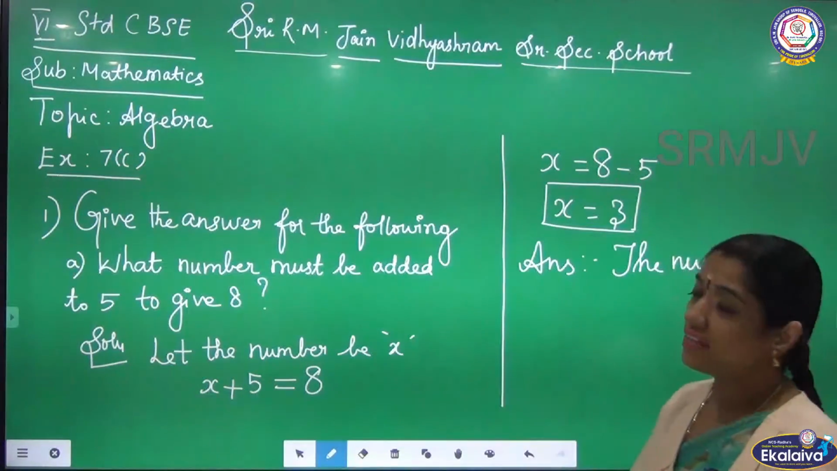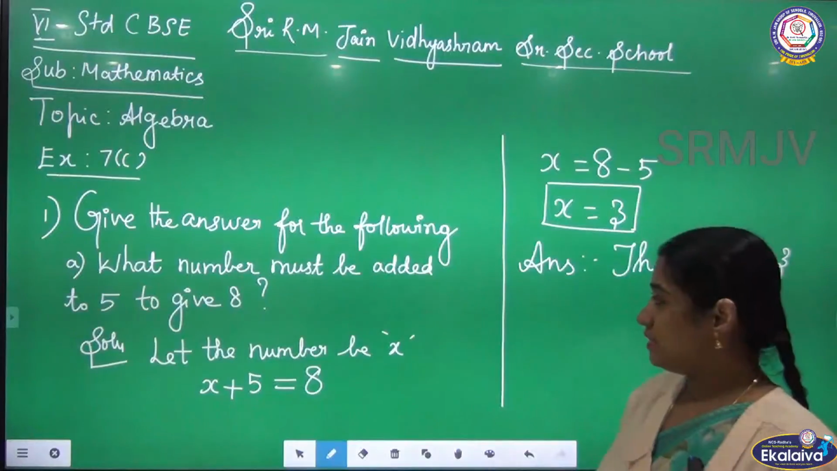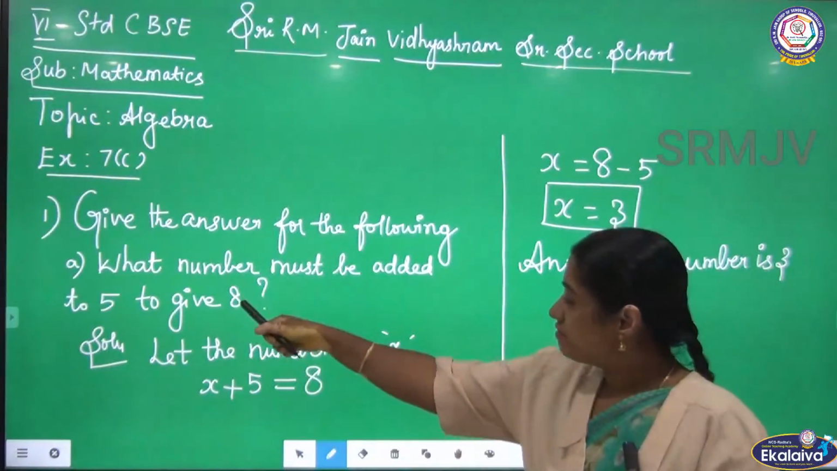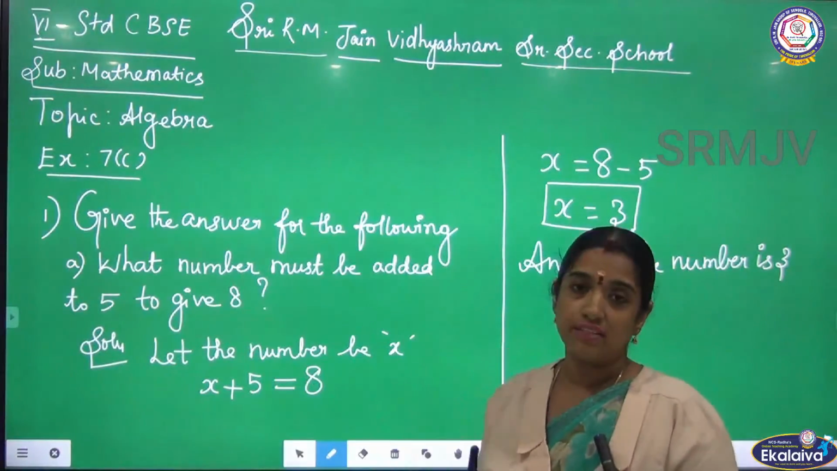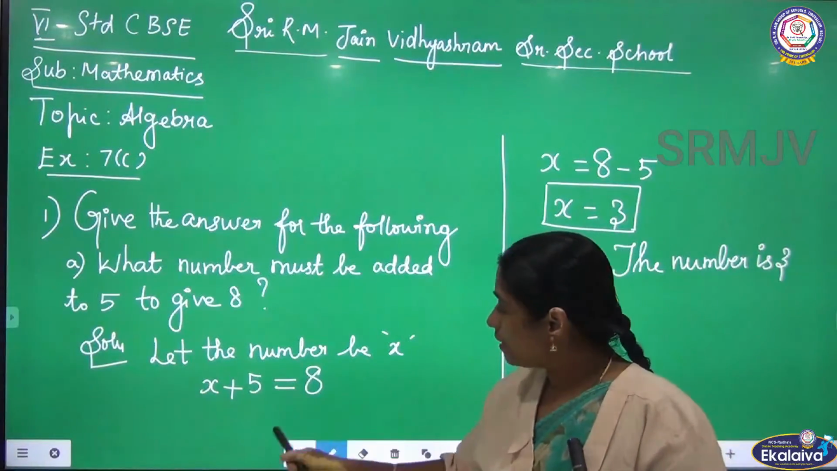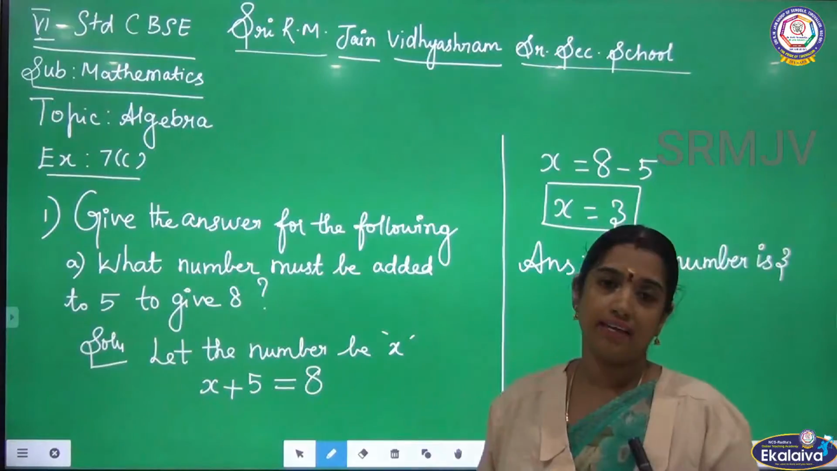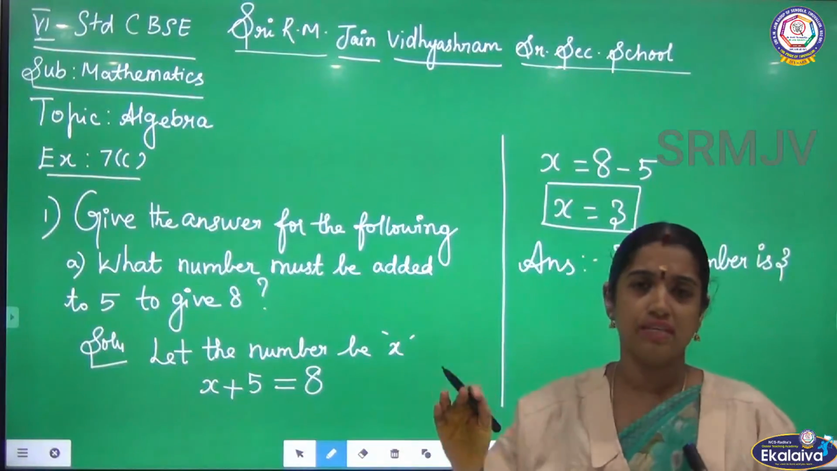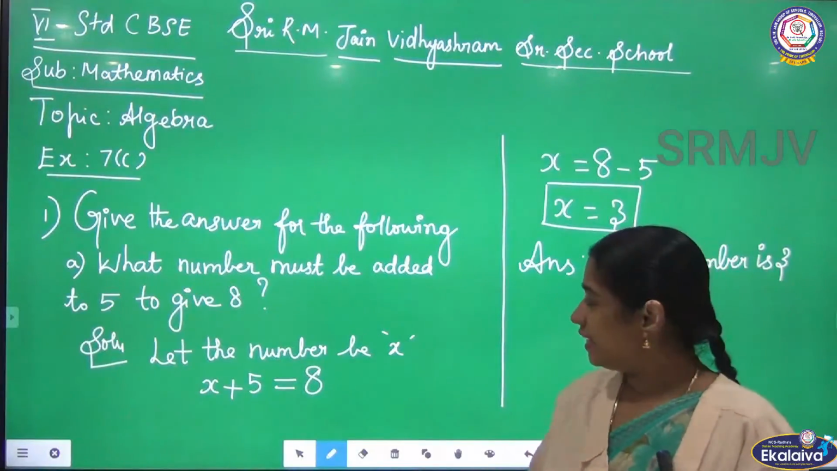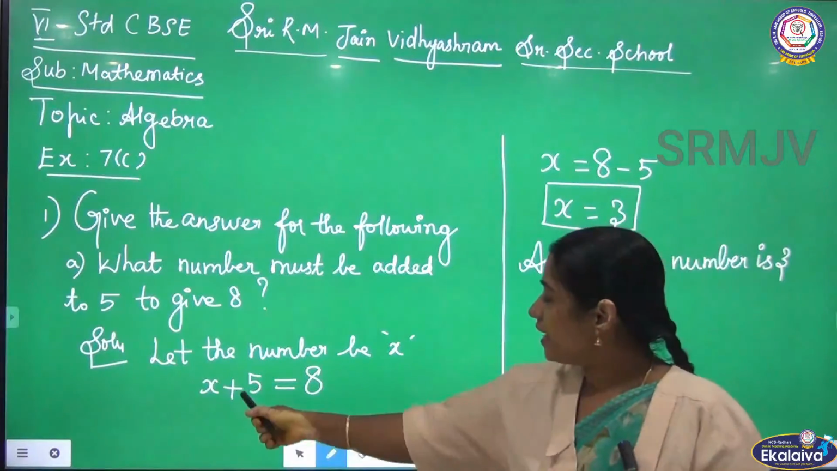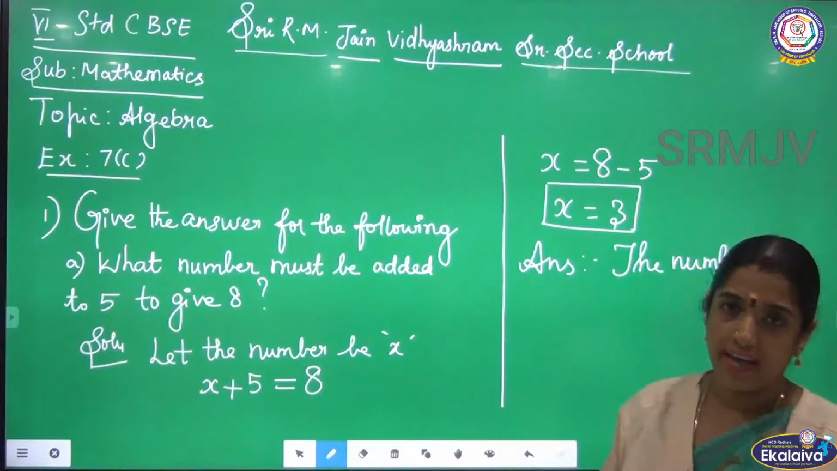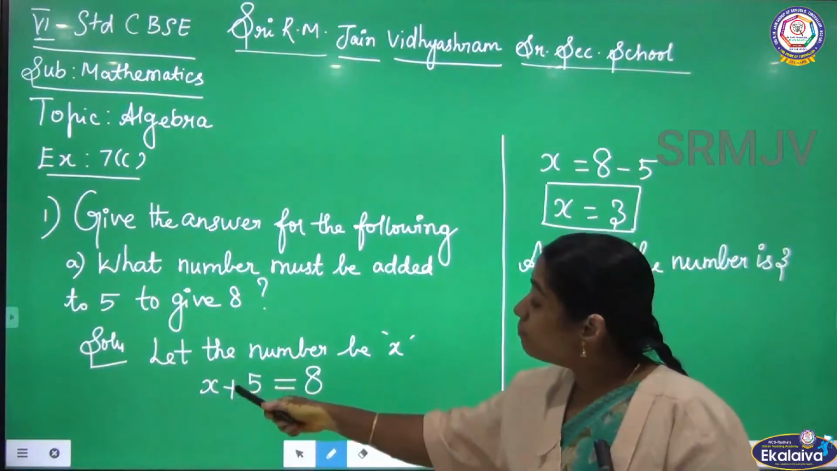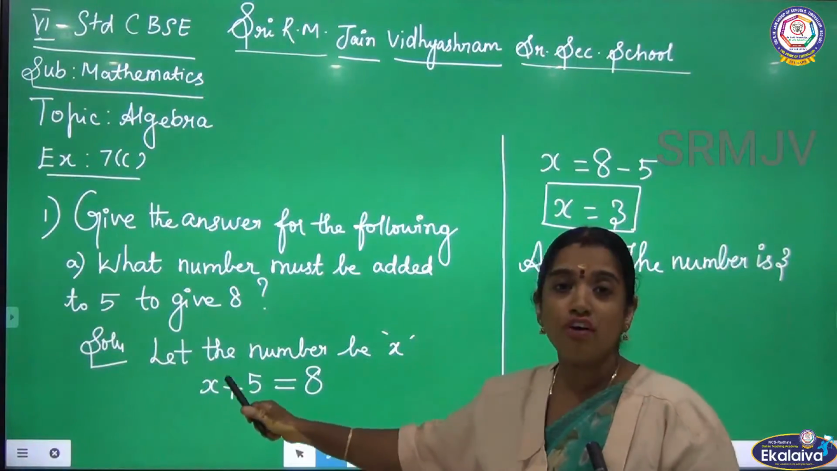These types of questions they will ask for 2 marks. I don't know the number. What should be added to 5 to give 8? So what I have to do? Just make an equation like this. Not only x, you can take any alphabet from A to Z. Here I am taking x. So x plus 5 is equal to 8. Now I am going to find the value for x.